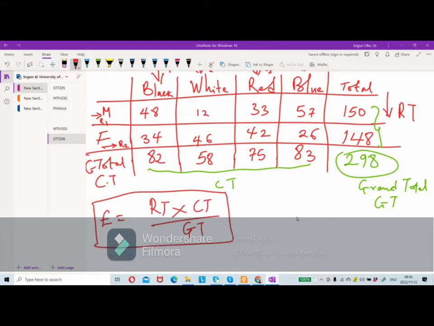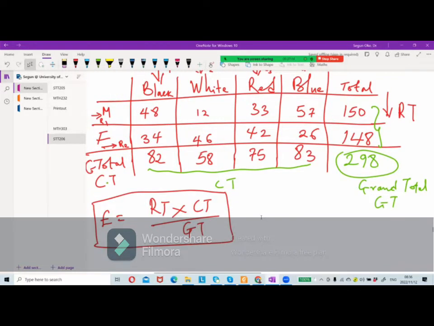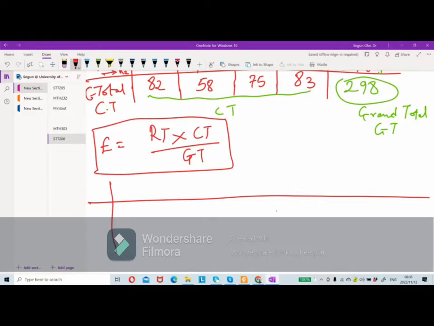That is row total multiplied by column total divided by grand total of each of the columns we have in the table. Let's look at the table now. I will use the table to explain it so that you will have a better idea when you are solving it by yourself. You can do it the way you like, but let me use the table to explain.